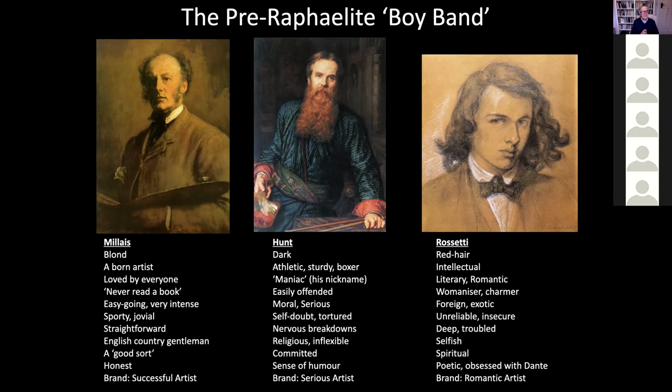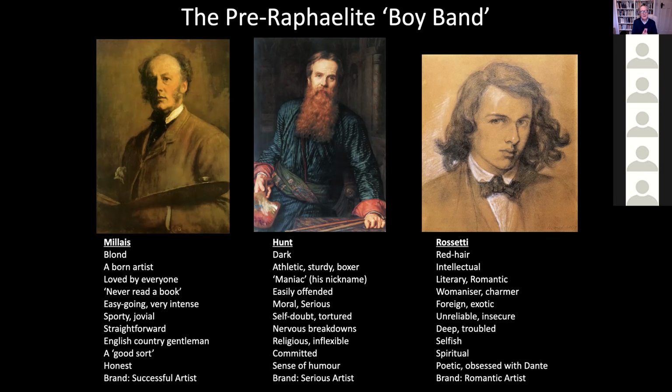Hunt was dark-haired, but also had a dark personality. Athletic, strong, you wouldn't want to get on the wrong side of Holman Hunt. He was a boxer in his spare time. He was called Maniac by his friends as a nickname. That gives you an idea of the sort of person he was. He was very easily offended, so you had to be careful around him.